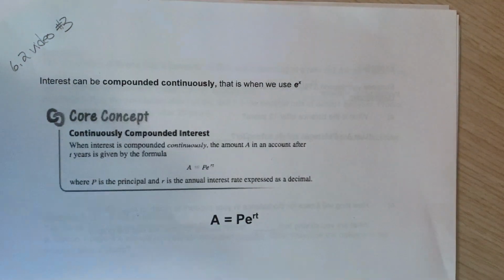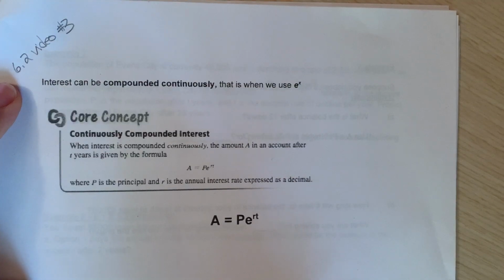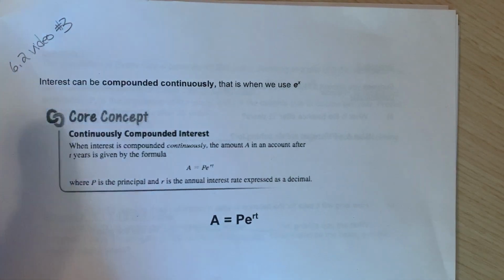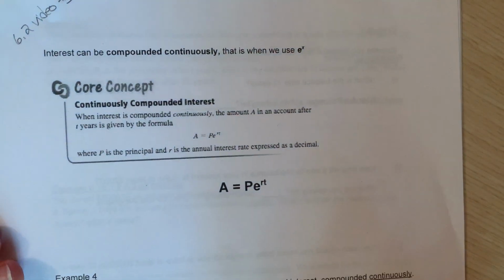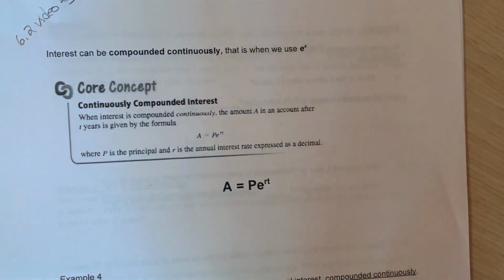So we're continuing with 6-3 videos. This is 6-2, video number 3. So these are, again, money problems, if you want to think about them that way, where we're earning interest.